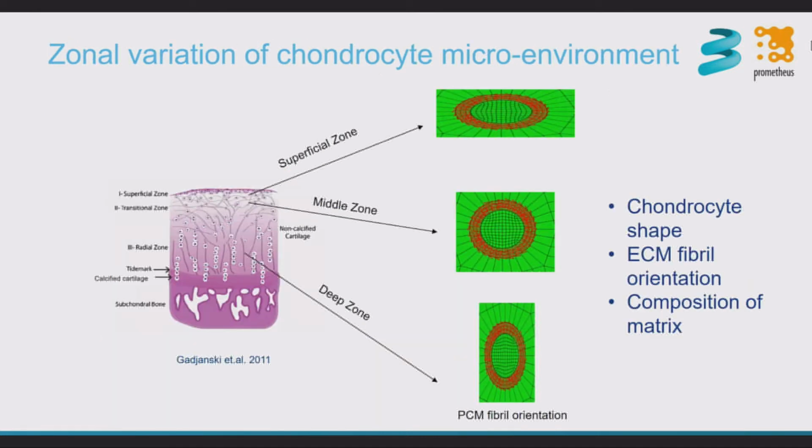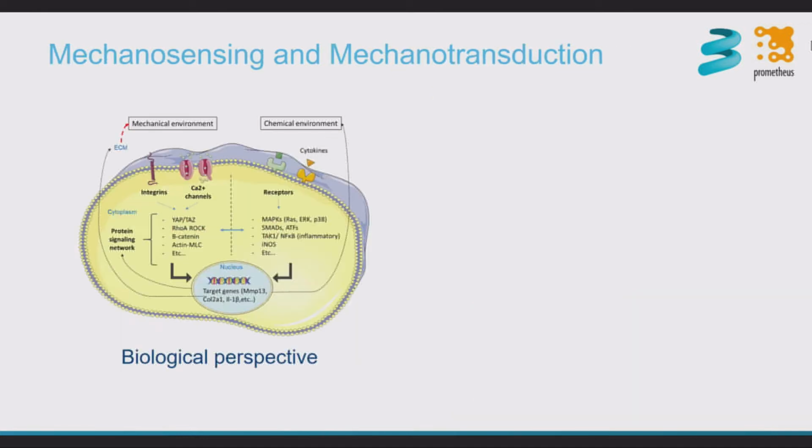So ultimately, if we look at the cell that is sitting inside this extracellular matrix, depending on whether, as I said, superficial, middle, or deep zone, it will have a different shape and will also have a different orientation of the pericellular matrix around it. So this was also included in the model.